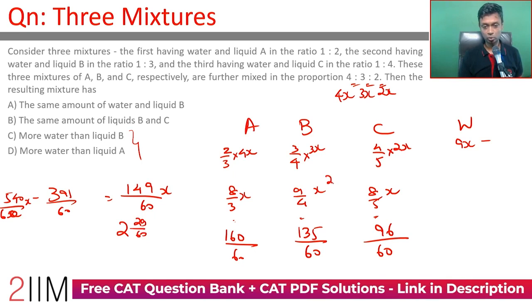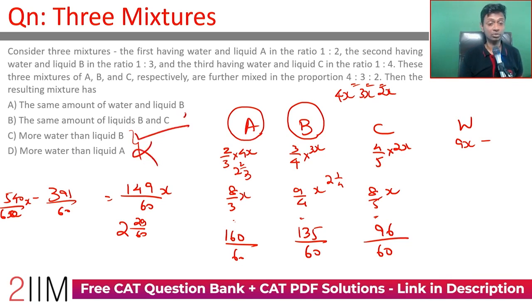This is 2 and 1 by 4. This is 2 and 2 by 3. So the amount of water is more than liquid B, but less than liquid A. More water than liquid B, that is true. More water than liquid A, that is not true. These two are not true. We're looking at choice C. A and B are not true, clearly. Same amount of water in liquid B, not true. Same amounts of B and C, not true. More water than liquid B, that is true. Less than liquid A, so this is not true.